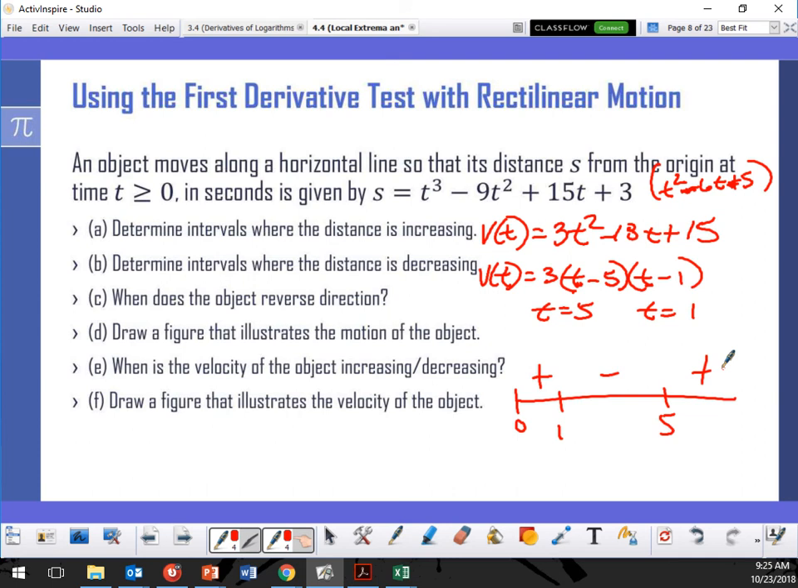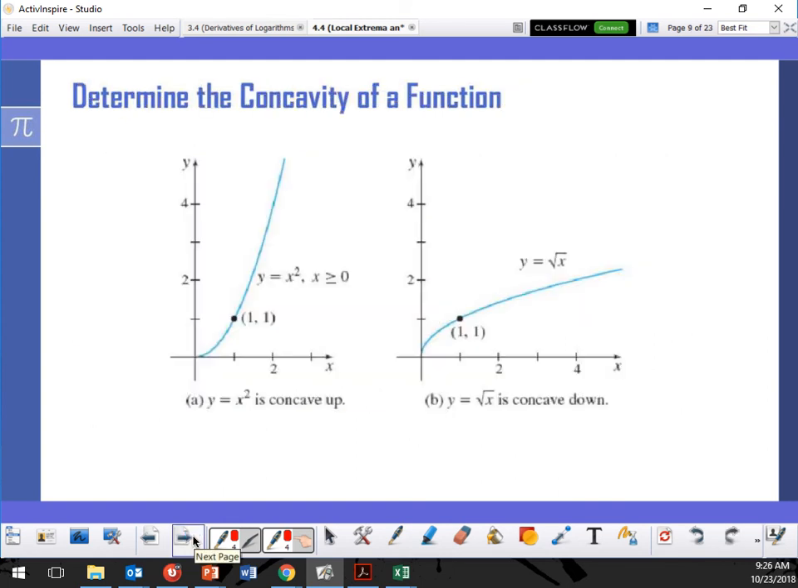All right, so draw a figure that illustrates motion of the object. Kind of did here. All right, what is the velocity of the object increasing and decreasing? So velocity increasing from here to here. Yes. Okay, and here to here, decreasing there to there. Draw a figure that illustrates the velocity of the object. There we go. Okay. All right, I want to try and get to the other problems.